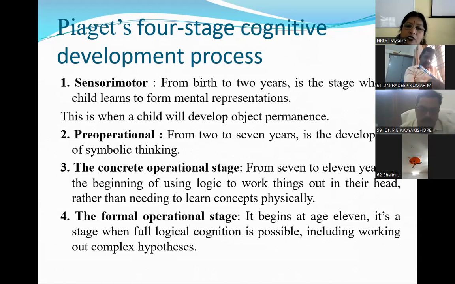The concrete operational stage from 7 to 11 years is the beginning of using logic to work things out in their head rather than needing to learn concepts physically. And the fourth stage, that is the formal operational stage, begins from 11 or 12 years onward. It's a stage when full logical cognition is possible, including working out outcomes where they learn from the environment.